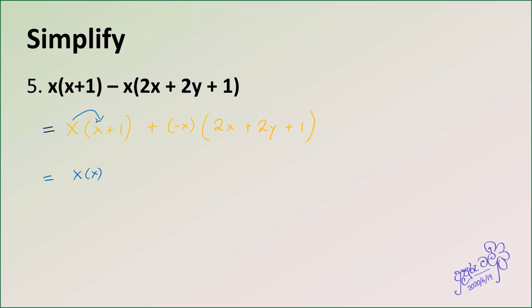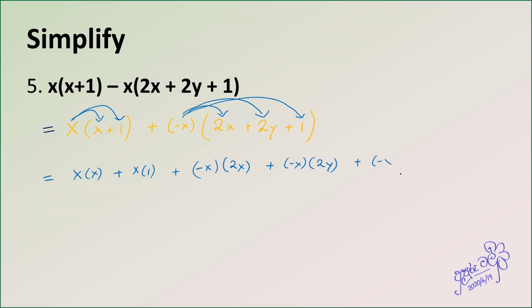x times distribute to x, x times distribute to 1, x times 1, and then we have to do the second one. In the second, in the algebraic expression, we have 3 terms, so the minus x should be distributed to each of them. Minus x times 2y, minus x times 1. Okay, so we have already expanded it, and let's simplify each one.